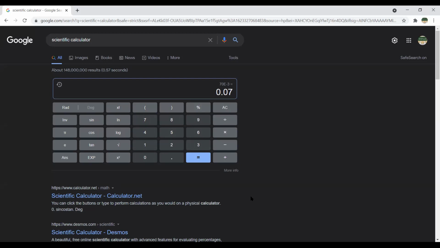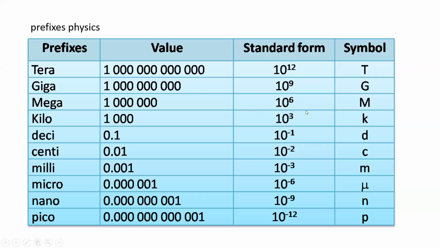Is it clear to everyone? So you have to learn these prefixes. If it is tera, it means 10 power 12. If it is giga, it means 10 power 9. If it is mega, 10 power 6.